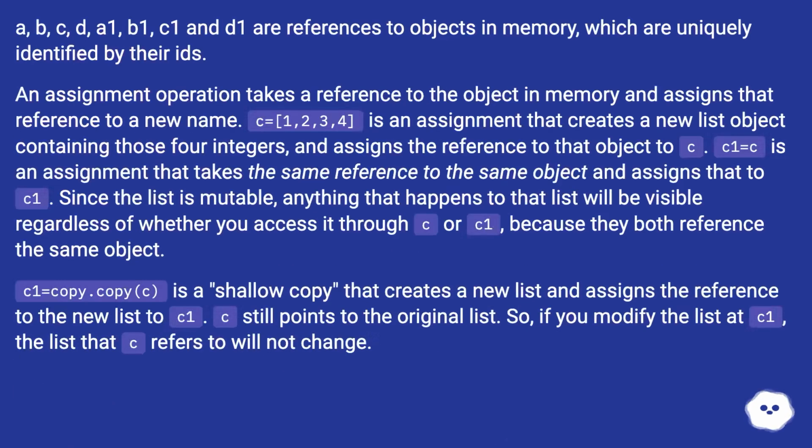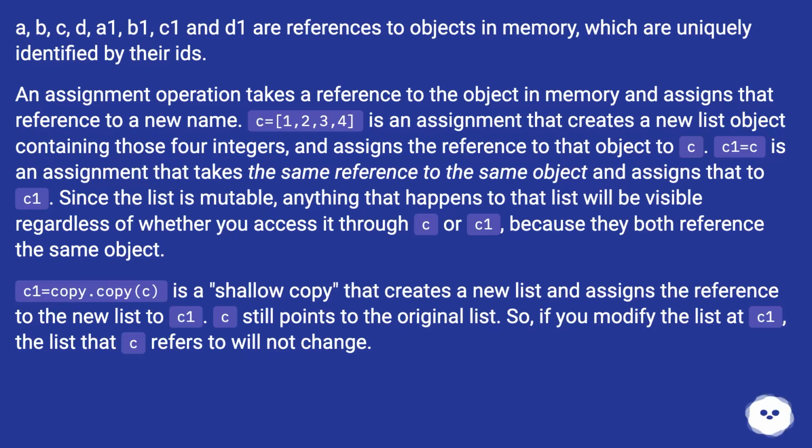A, B, C, D, A1, B1, C1 and D1 are references to objects in memory, which are uniquely identified by their IDs. An assignment operation takes a reference to the object in memory and assigns that reference to a new name. C = [1, 2, 3, 4] is an assignment that creates a new list object containing those 4 integers and assigns the reference to that object to C. C1 = C is an assignment that takes the same reference to the same object and assigns that to C1. Since the list is mutable, anything that happens to that list will be visible regardless of whether you access it through C or C1 because they both reference the same object.